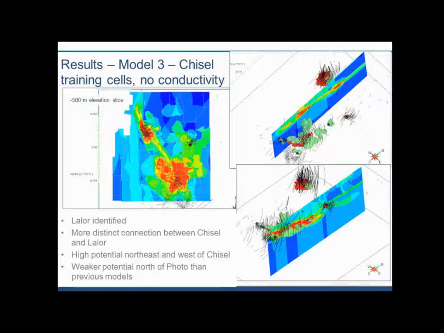And again, we have this trend that goes from Chisel up towards photo, but unlike the previous models where there were some high potentials up in this area, it doesn't seem to be the case in using Chisel as the training region. And really the reason is because Chisel and Lalor aren't identical, and I'm sure the geologists and geophysicists know that. And so each of the deposits have different relationships to each of the evidential data. So we're finding cells that have the data most representative of Chisel and Lalor. And in this case, the result looks different because it's based on Chisel.